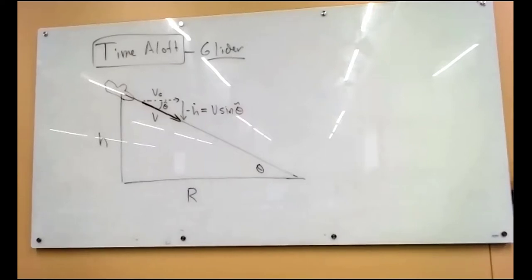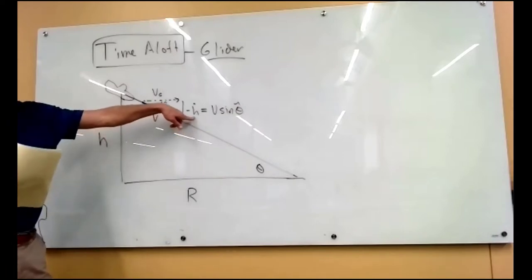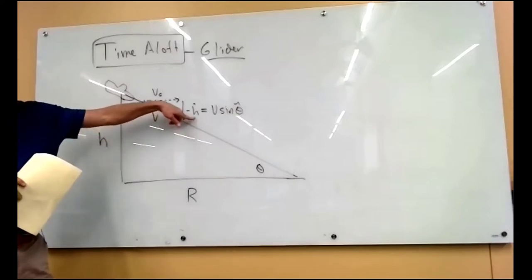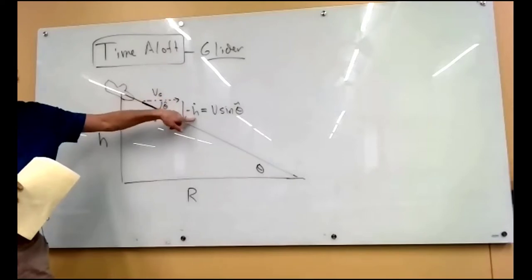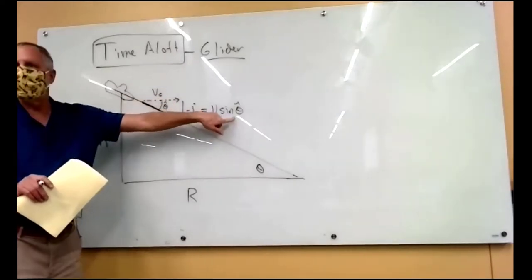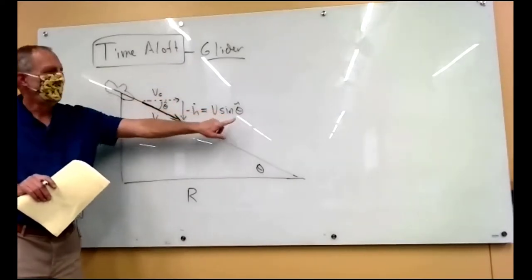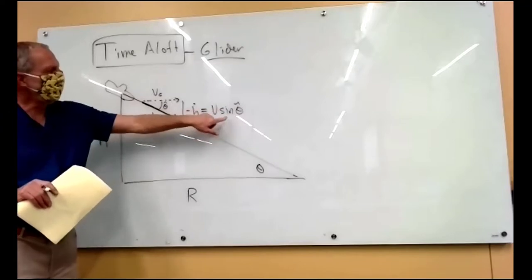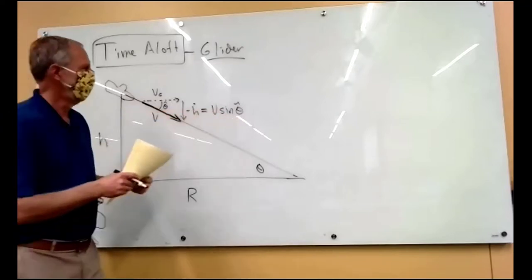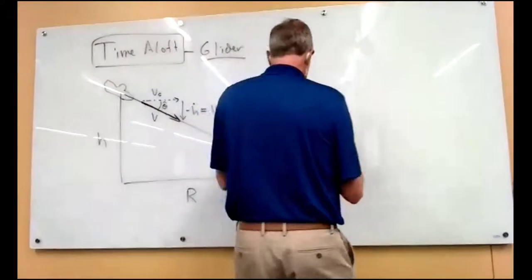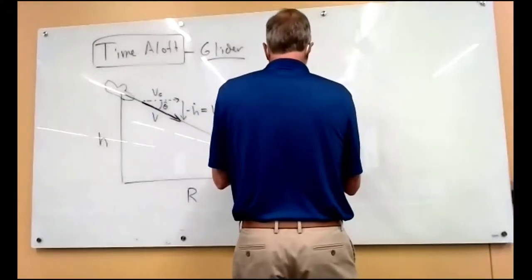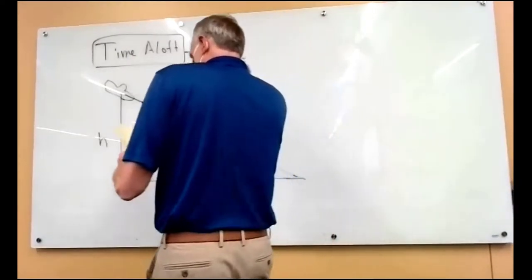So if we look at that, now what you're going to be doing is you want to minimize h dot. You want to minimize your sink rate, which is v sine theta. So you're not minimizing just theta, you're minimizing the combination of the velocity and the angle. And you can calculate the time aloft.